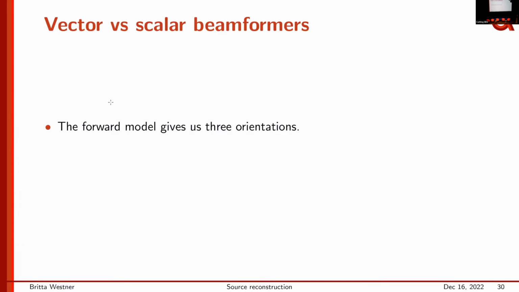And we also do explain some concepts that you might come across in the different toolboxes with different terminologies, where we also try to unify the terminology across toolboxes so we hopefully can all speak the same language. One thing you will come across in some of the toolboxes quite regularly is the concept of vector versus scalar beamformers. I've said before that the forward model has 3 orientations. As you remember, we had like those 3 plots, one for each source orientation of the lead field in the very beginning of this lecture.